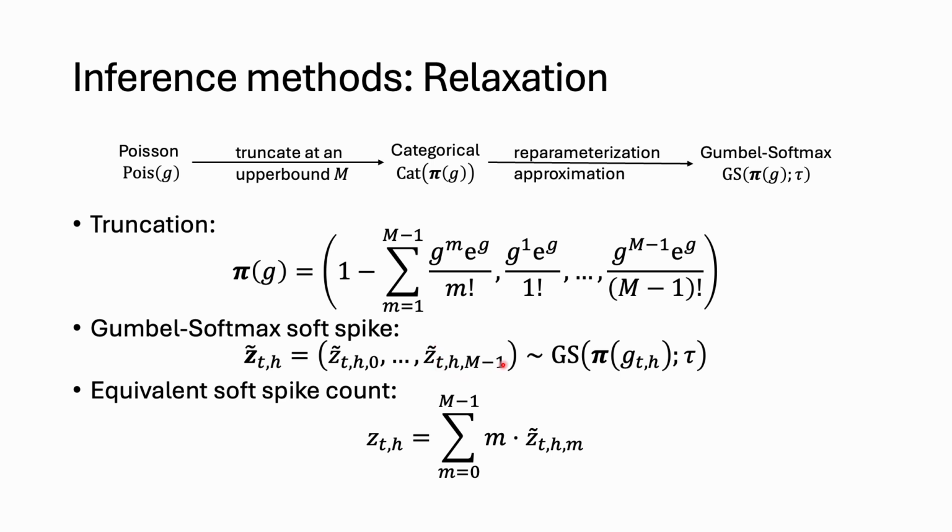For example, if the hard spike count is 2, then the soft one-hot spike count has a very large value that is close to 1 in index 2, and the values of all other indices are close to 0. With this soft one-hot spike count, we can also compute its equivalent spike count using this equation, like an expectation.